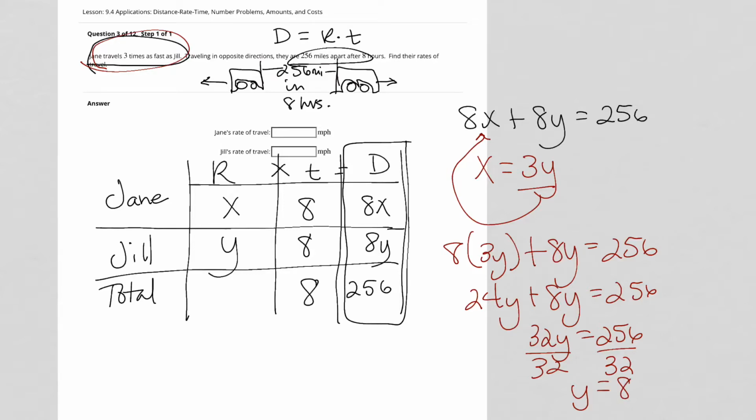So that is how fast Jill is traveling, 8 miles per hour. I'm wondering if they're on bicycles, but anyway.